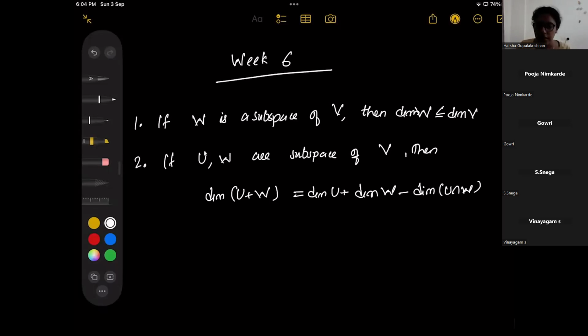So what it says is if U and W are two subspaces of V, and we know U plus W is the set of all elements u plus w, where u is from U and w is from W. Then U plus W is also a subspace and its dimension is given by dimension of U plus dimension of W minus dimension of U intersection W, where U intersection W is also a subspace. Okay, after that, we have gone to the linear transformation.